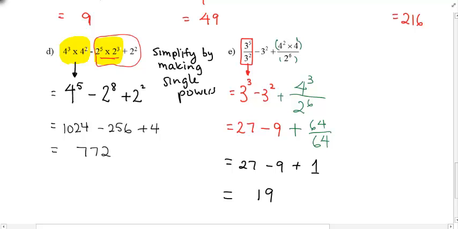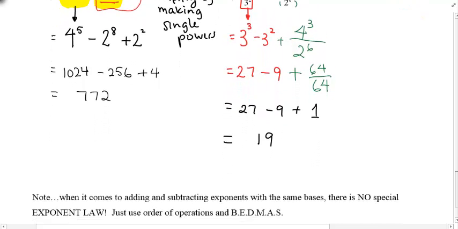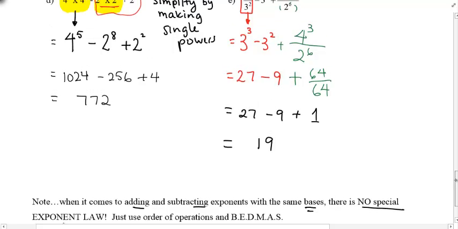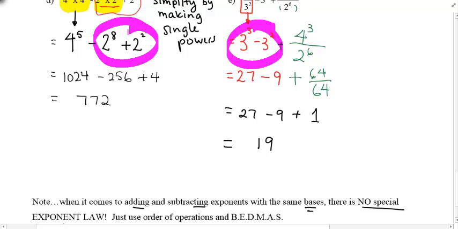Okay. Please, please remind yourself, when it comes to adding and subtracting exponents on the same basis, there is no special rule. So that's like this thing right here, okay? I'll put this in purple. See, no rule for that. No rule for this. Just evaluate using order of operations.